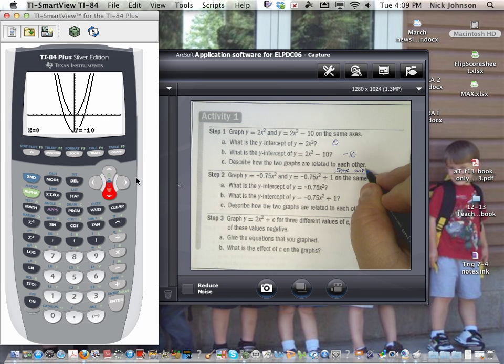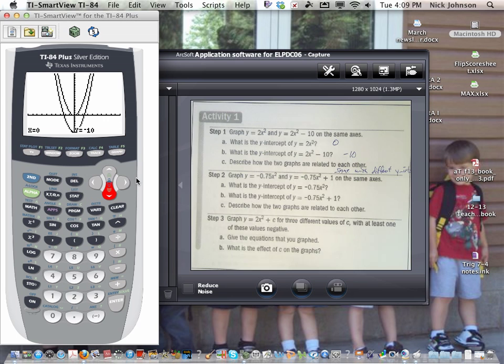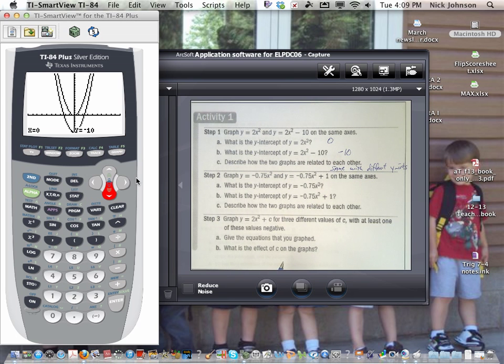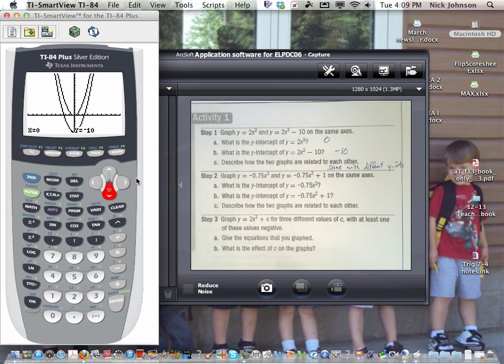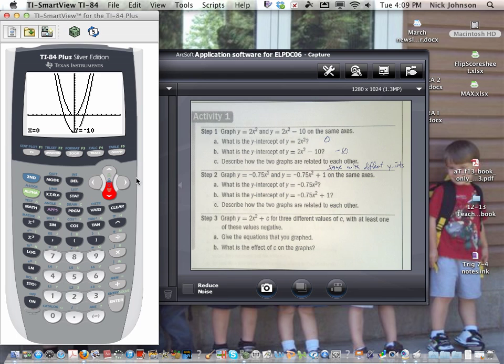Describe how the two graphs are related. They are the same with different y-intercepts. They are the same with two different y-intercepts.